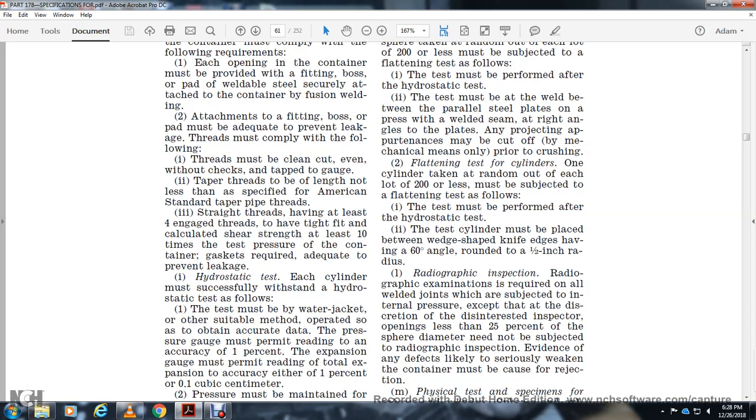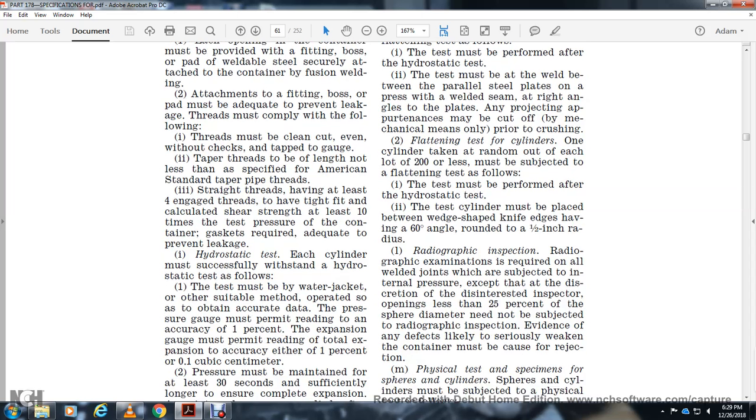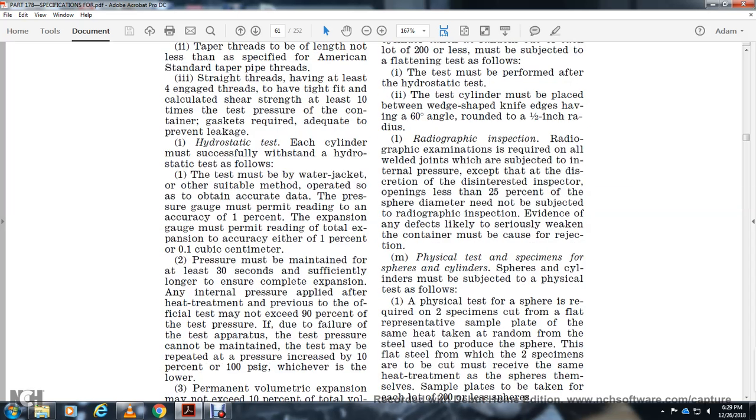This must be done by a water jacket or other suitable method operated so as to obtain accurate data with the pressure gauge. The manometer must permit reading to an accuracy of 1%. The expansion gauge must permit reading the total expansion to an accuracy of either 1% or 0.1 cubic centimeter. Pressure must be maintained for at least 30 seconds, or sufficiently longer to ensure complete expansion.